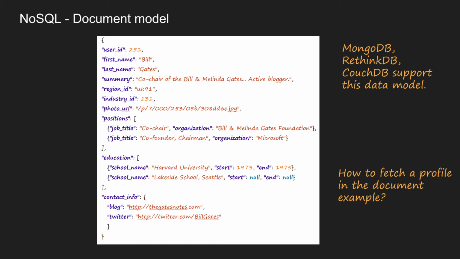How do we fetch a profile in the document model? All the relevant information is in one place, in the same document, so one query is sufficient. But you may notice that the region and industry values are IDs, so we need to fetch the region and industry values based on the ID. This is done in the application code.